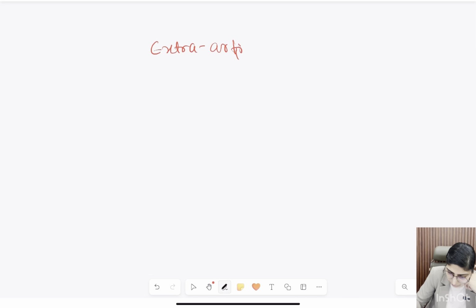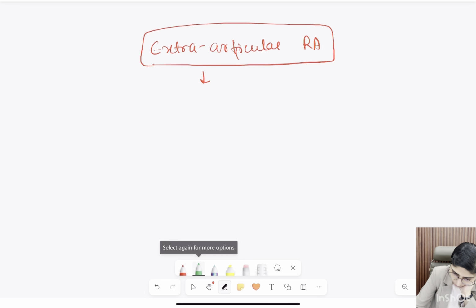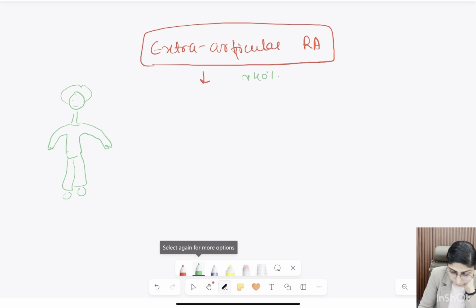Then, extra-articular features of rheumatoid arthritis. Let's talk about this. What is the percentage of involvement? Approximately 40% of patients have extra-articular manifestations, so these are very important. If we talk head to toe, first is CNS vasculitis, an important one.